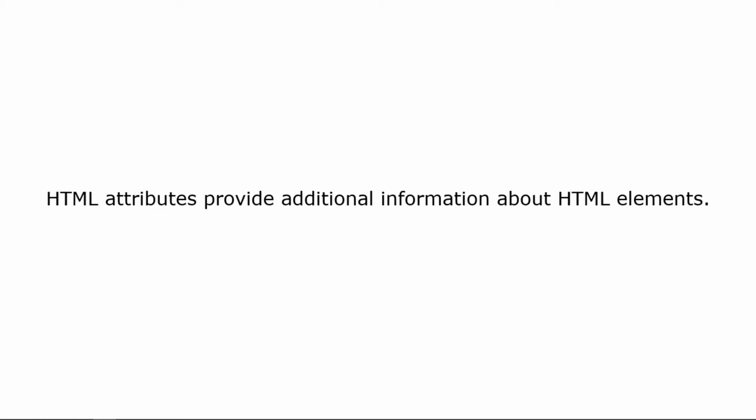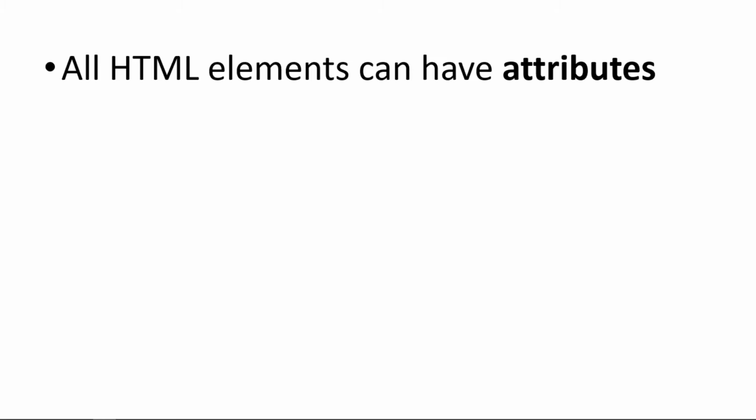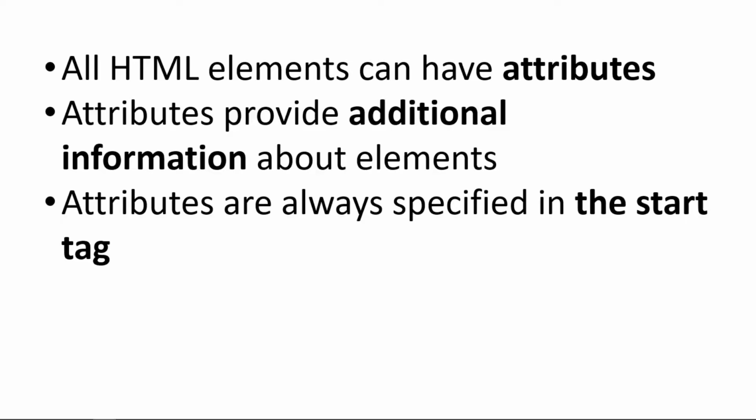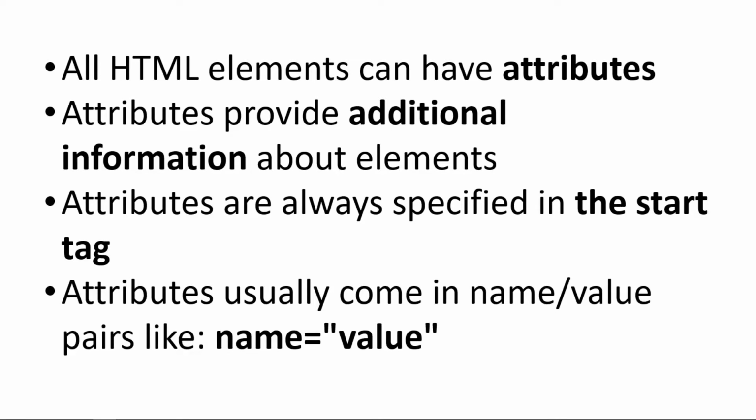HTML attributes provide additional information about HTML elements. All HTML elements can have attributes. Attributes provide additional information about elements. Attributes are always specified in the start tag. Attributes usually come in name-value pairs like name equals value. Now let's go to VS Code.